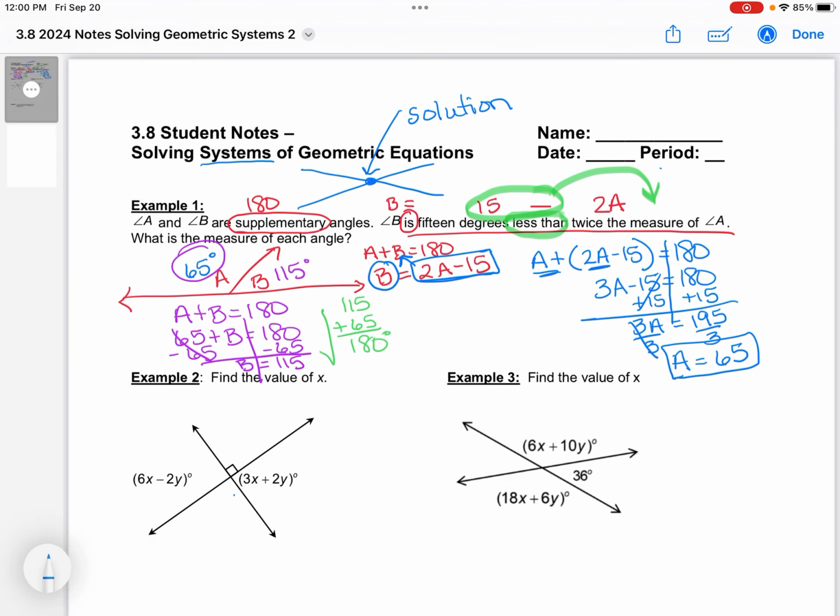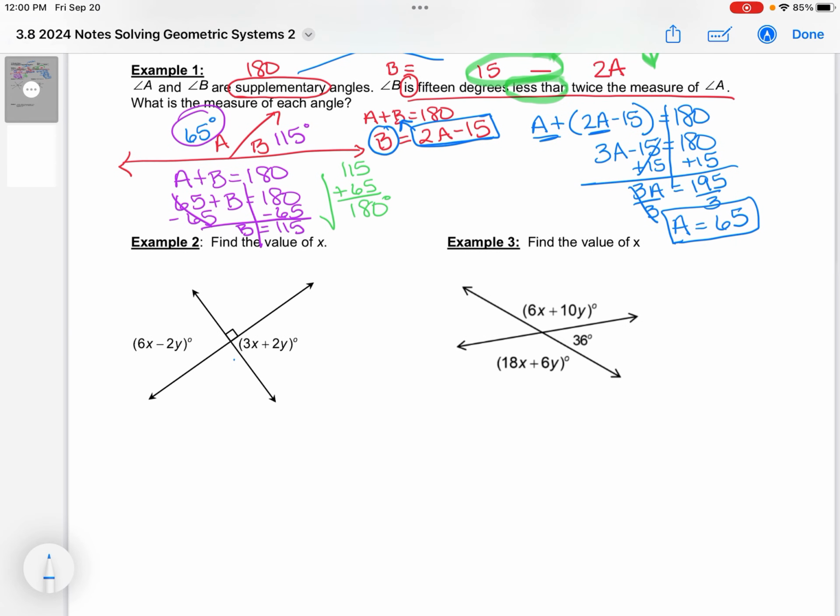All right, number 2. Okay, this is a right angle, which means this is a right angle. And since this is a straight line, that means this is a right angle, and this is a right angle. Pretty much if 2 lines cross and one angle is a right angle, they're all right angles. So I have my 2 equations that I'm going to use right here.